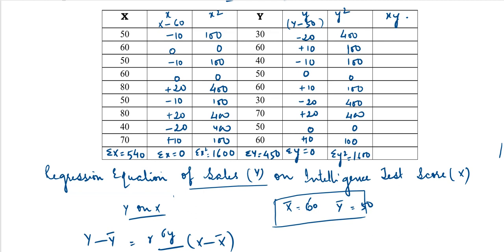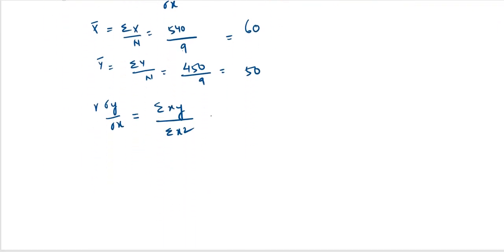Now find out what is xy. This value and this value. Minus 10 into minus 20 is plus 200, 0, 100, 0, 200. प्लस नहीं लिखने से भी चलेगा. 200, 400, 0 and 100. So summation of xy is equal to 1200. Just make a note of this so that you can put this in the equations, right? So this is your equation.